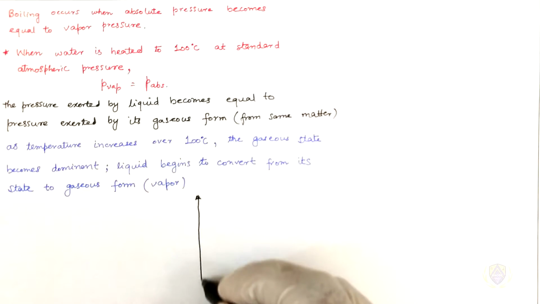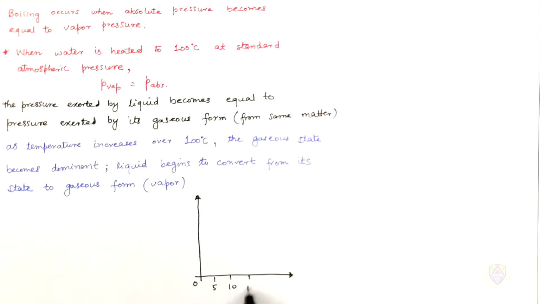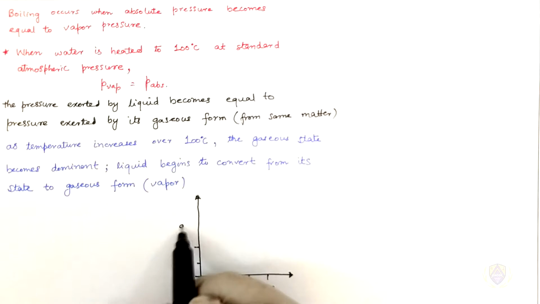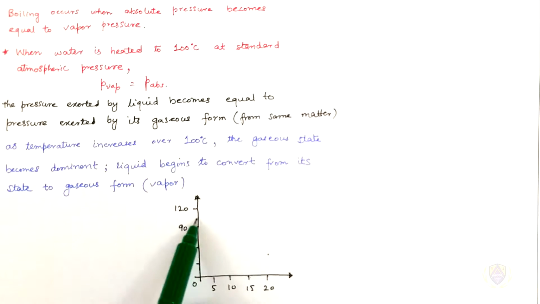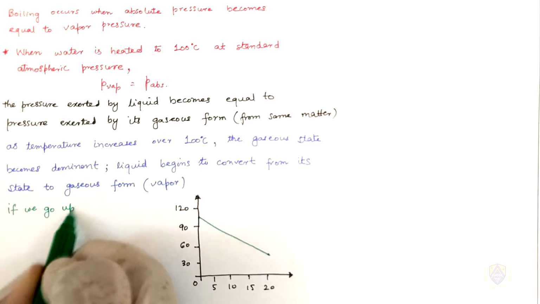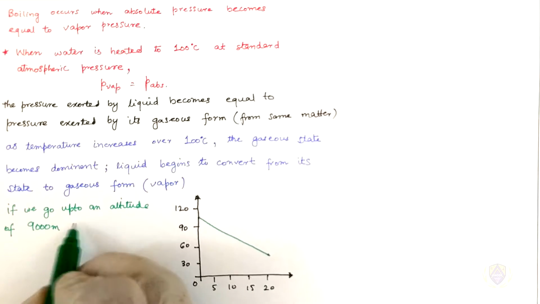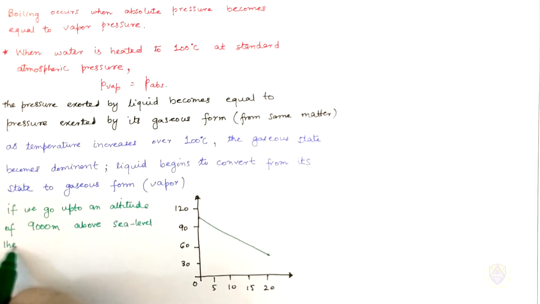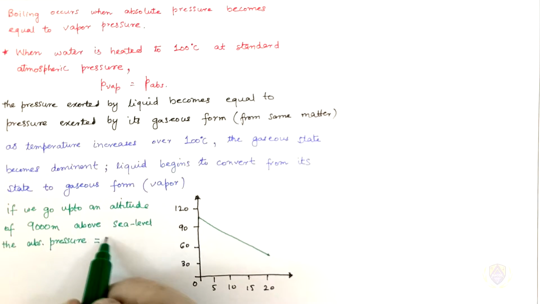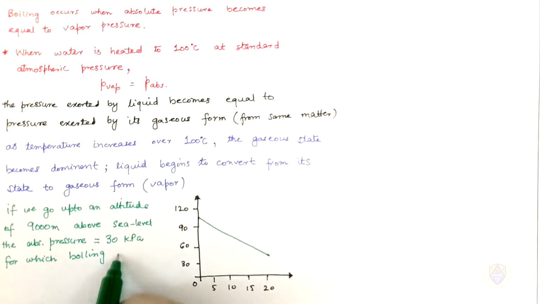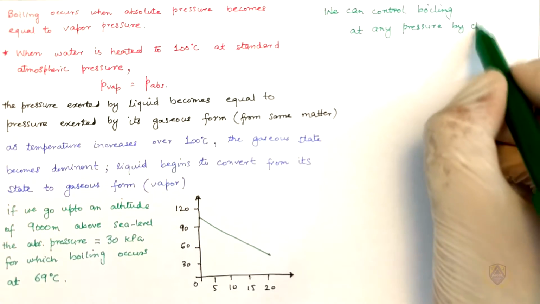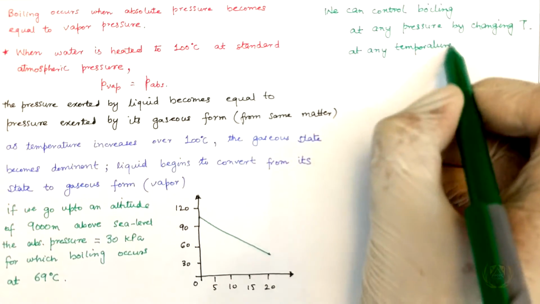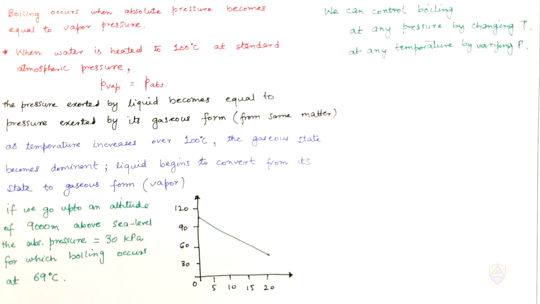The graph between altitude in 1000 meters against boiling temperature shows that boiling point drops with increase in altitude, which translates to decrease in absolute pressure. If we go up to an altitude of 9000 meters above sea level, the absolute pressure is equal to 30 kPa, for which boiling occurs at 69 degrees Celsius. We can control boiling at any pressure by changing temperature. Similarly, at any temperature by varying pressure.